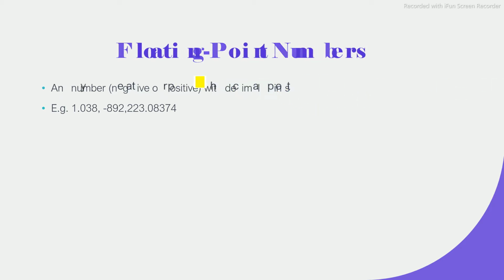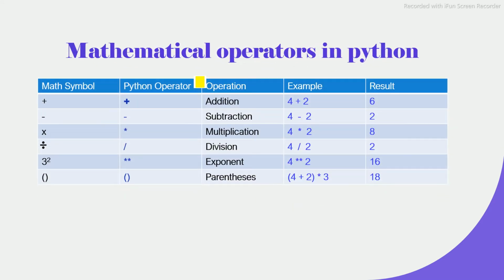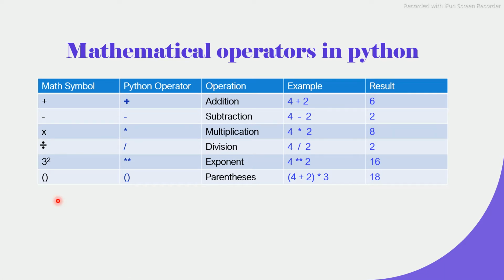So going forward, we've got a few mathematical operations in Python. Here's a table in front of you. We've got the math symbols. We've got the Python operator, which we'll use in Python. We've got operations, the names of the operations. We've got examples, and we've got the result of those examples.